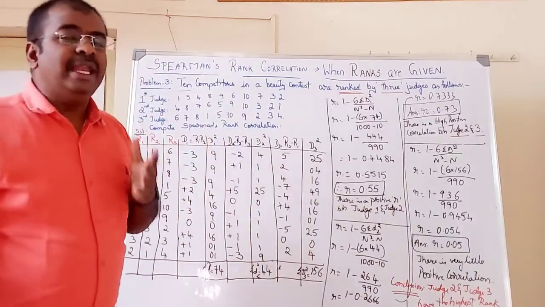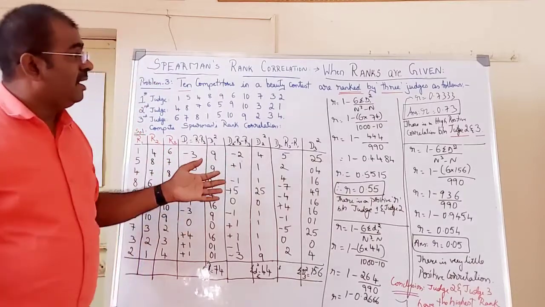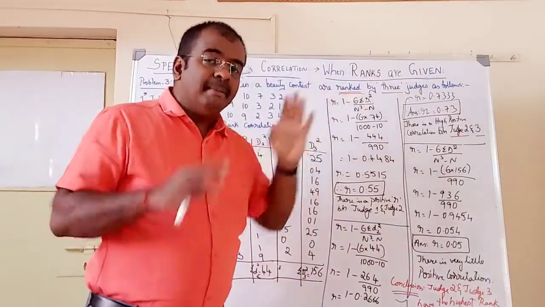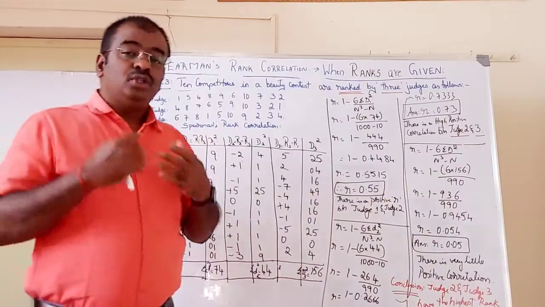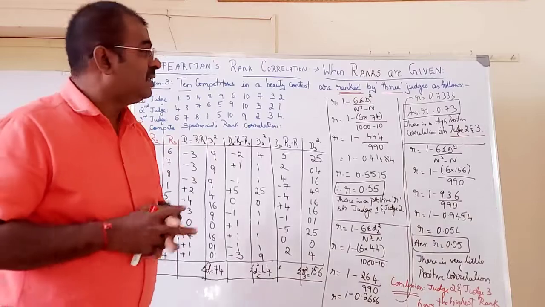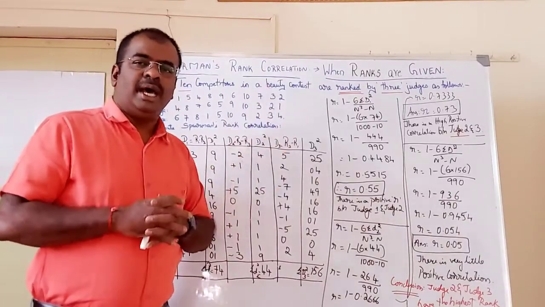So in the next video or in the next session, we will solve problems when ranks are given but the ranks are repeated. For example, 2 or more than 2 contestants getting the same rank. In that case, how do we solve our problem?